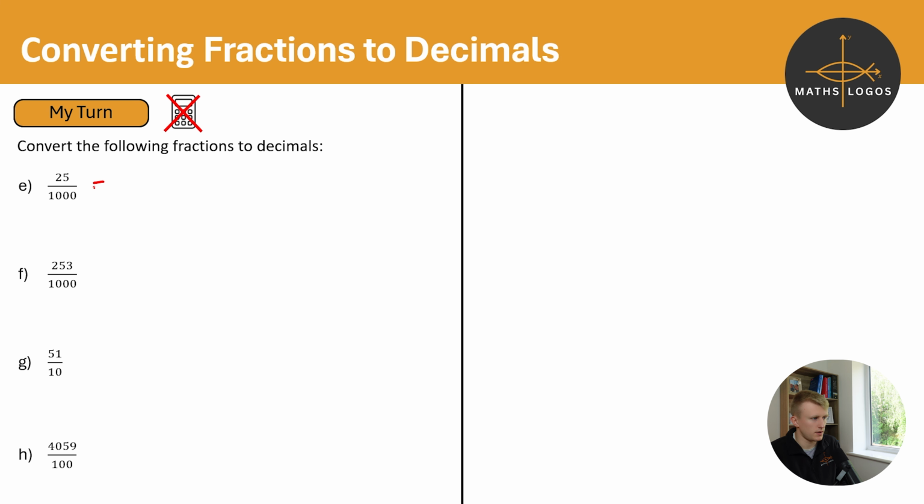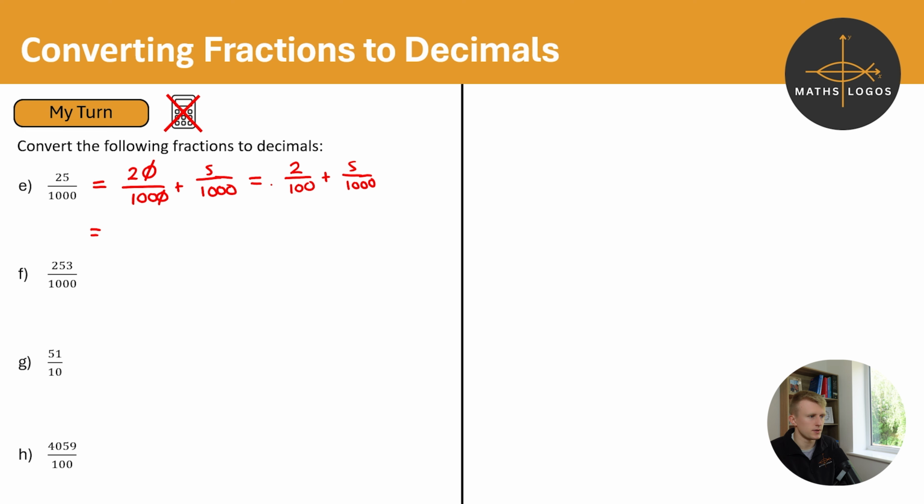So let's have a look at 25 over 1,000. We could think of 25 over 1,000 as 20 over 1,000, add 5 over 1,000. And like we've seen in one of the previous examples on the last slide, we can simplify this fraction by dividing by 10 on the numerator and denominator. And what that gives me is 2 hundredths add 5 thousandths. And I can write that like this. So I have 2 hundredths and I have 5 thousandths.